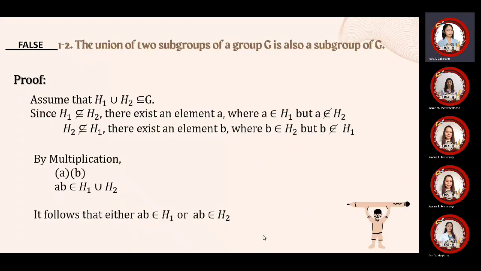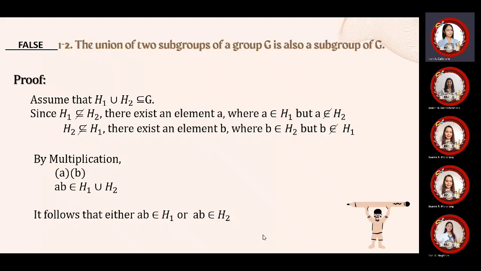We assume that H sub 1 union H sub 2 is a subgroup of G. Since H sub 1 is not a subgroup of H sub 2, there exists an element A where A is an element of H sub 1 but not an element of H sub 2. And then H sub 2 is not a subgroup of H sub 1. There exists an element B where B is an element of H sub 2 but not an element of H sub 1. So by multiplication po, we have A and B.